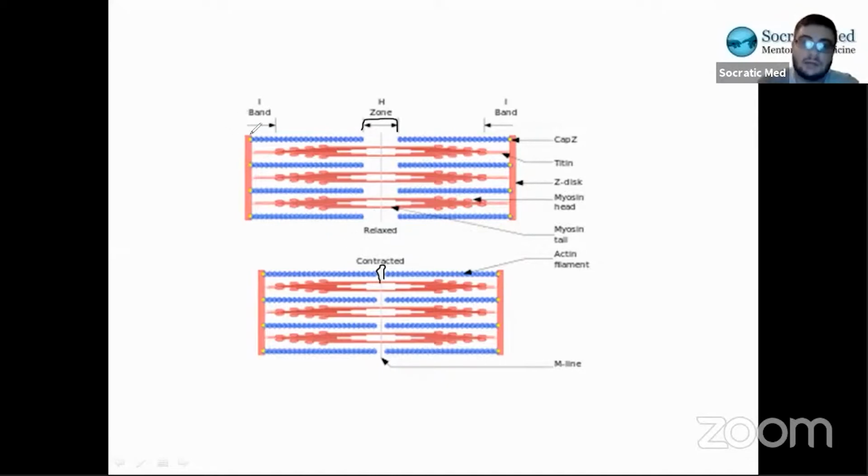Same thing with the I band. Initially you start off with only this blue stuff, none of this red thick filament. And in the end, the only part that doesn't have this thick filament is right here, right on the edges. So it got much smaller.